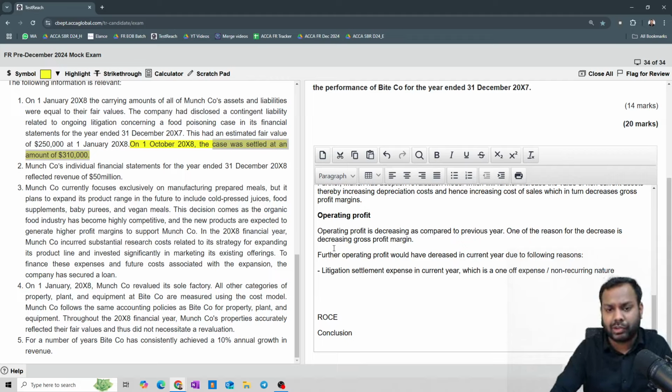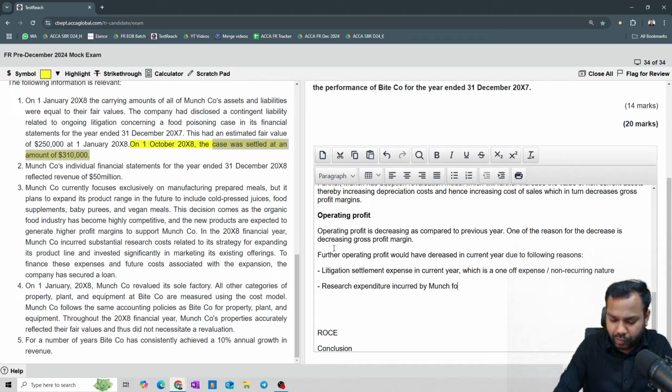It is non-recurring nature. Very good, Sadavrat Mittal. Very good. Another reason can be investment. You can write here: research expenditure incurred by Munch for launch of new products to increase future profitability.